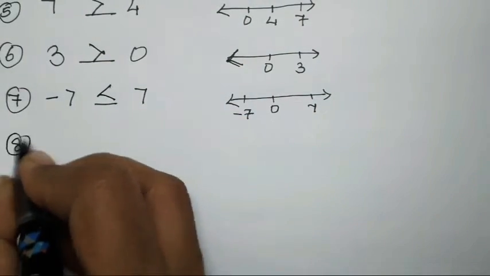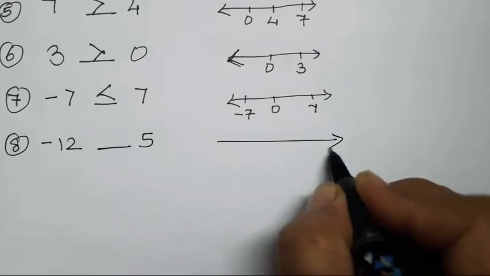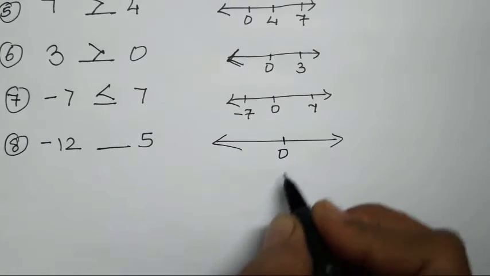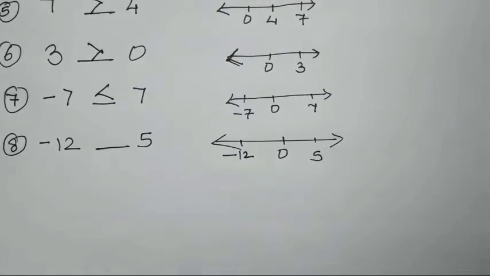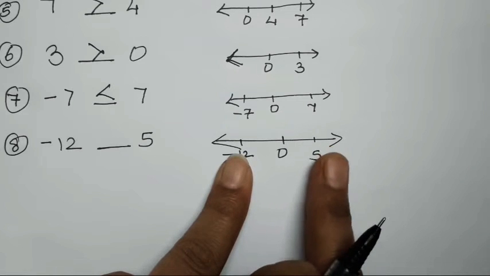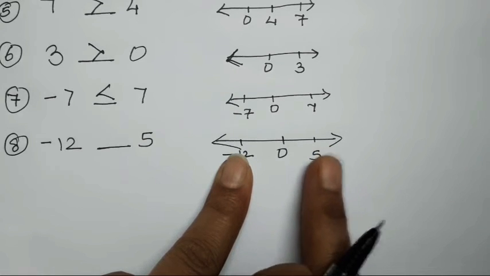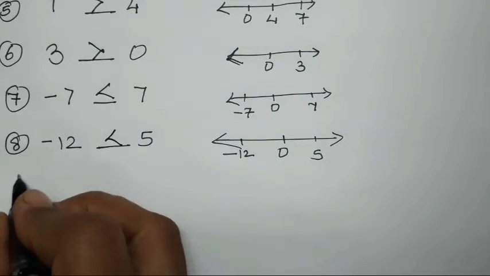Okay, eighth one is minus 12 and 5. So 0 यहाँ पे है, 5 will come over here, minus 12 will come somewhere over here. Then compare the numbers again. As I said, right hand finger will be greater. तो 5 यहाँ पे आ रहा है. Then you all have to show 5 as greater.